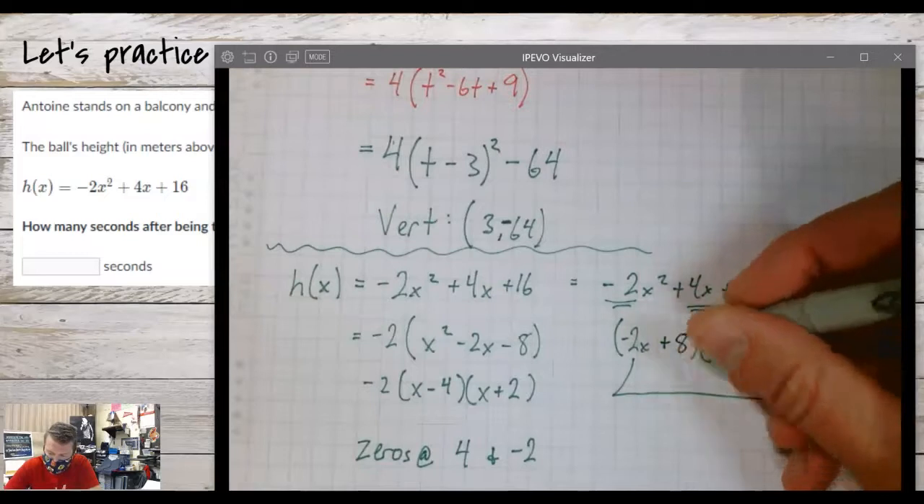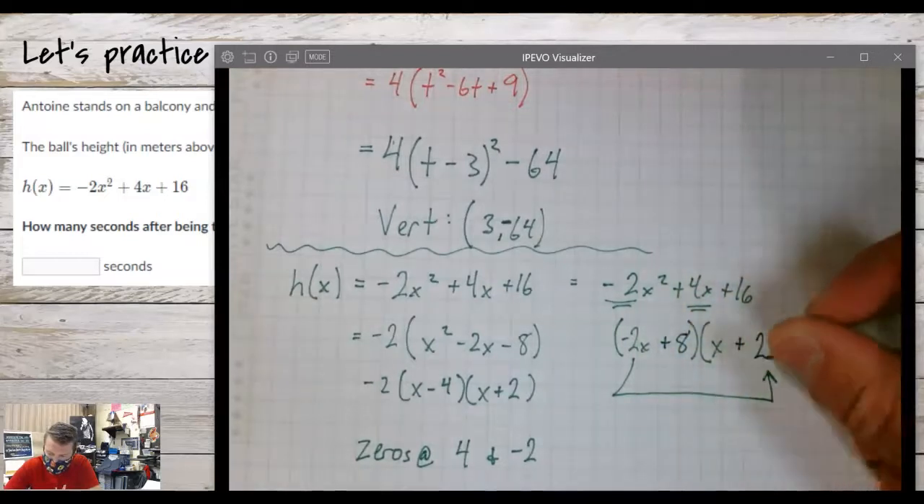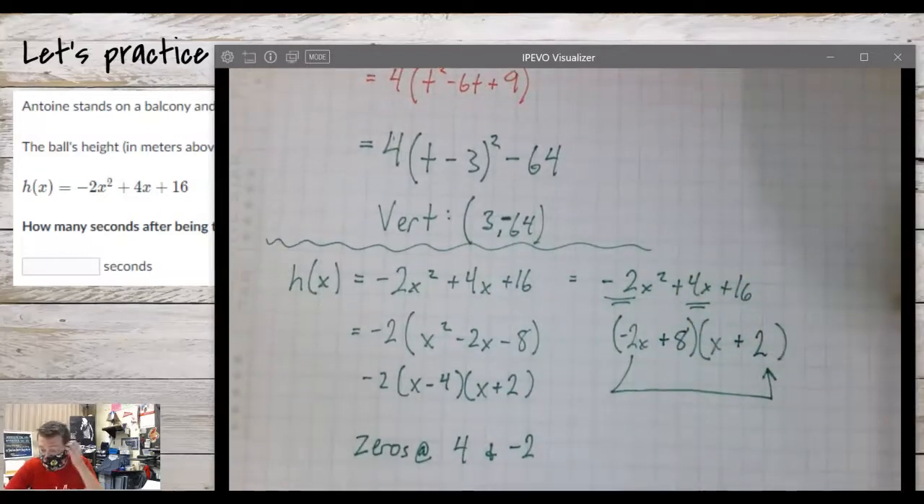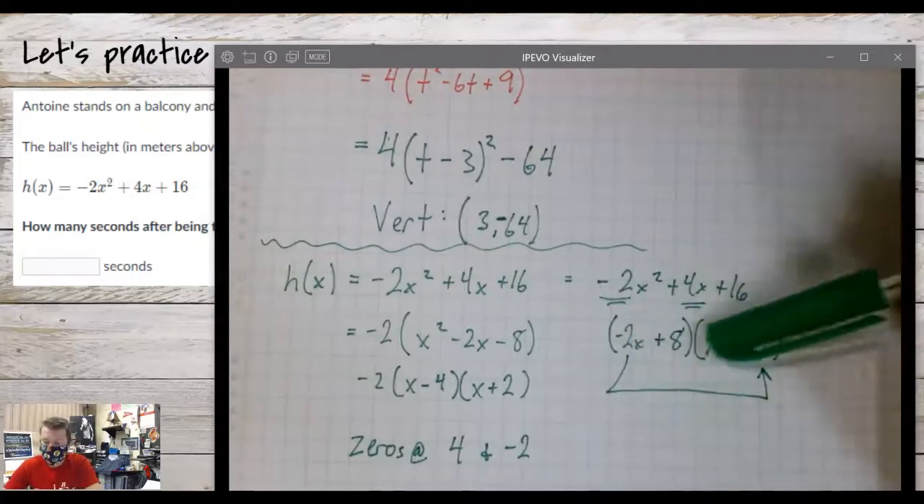I think that works. Kaylin, is this close to what you had?